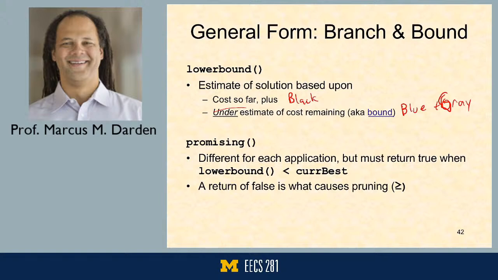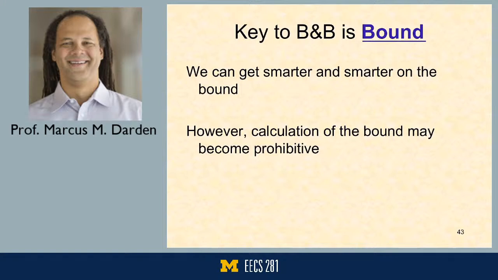Promising, of course, we're trying to figure out if the lower bound is less than the current best. If it's not, we prune. All right, the key to branch and bound, of course, is the bound. We can get smarter and smarter on bound. We can do more and more work, as long as the calculation doesn't become prohibitive, I'm okay.